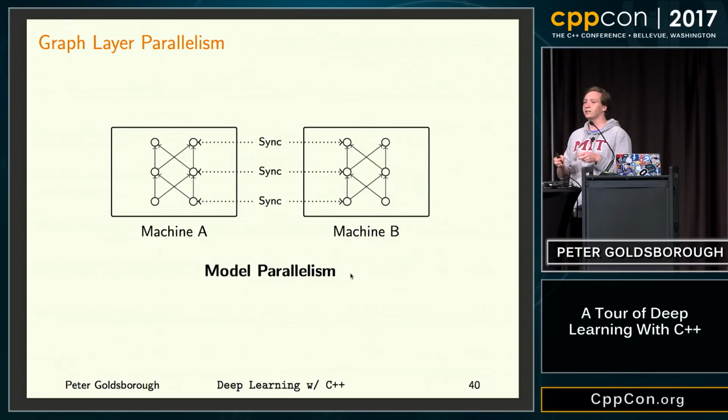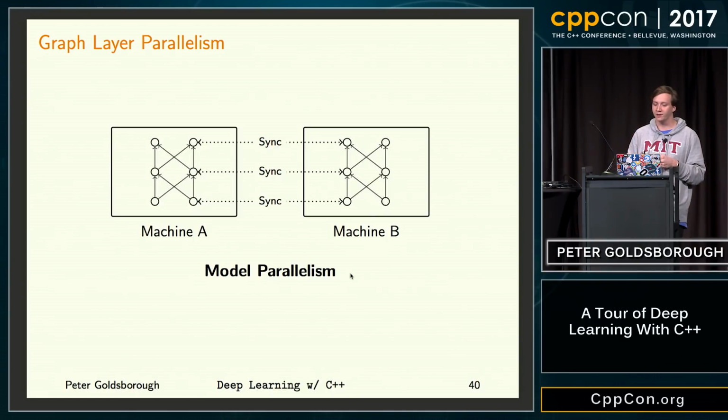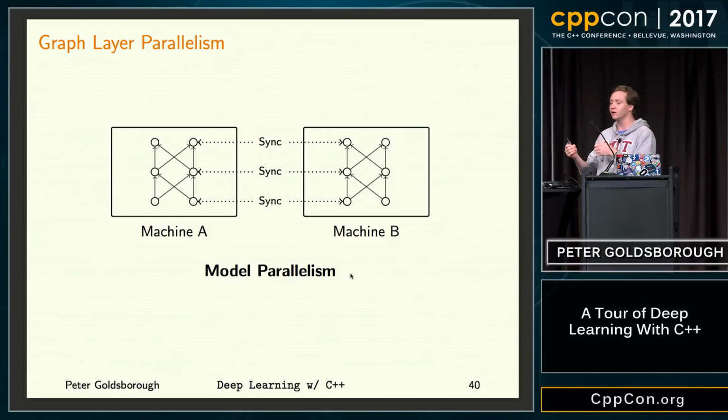The other kind of parallelism is called model parallelism. And in this case, we actually really split the computation graph across different devices, across different machines. And this is different because in this case now, usually we have, for each layer, every input connected to every output of the next layer. So because the computational graph is split, we would actually have to do synchronization on every layer of our neural network.